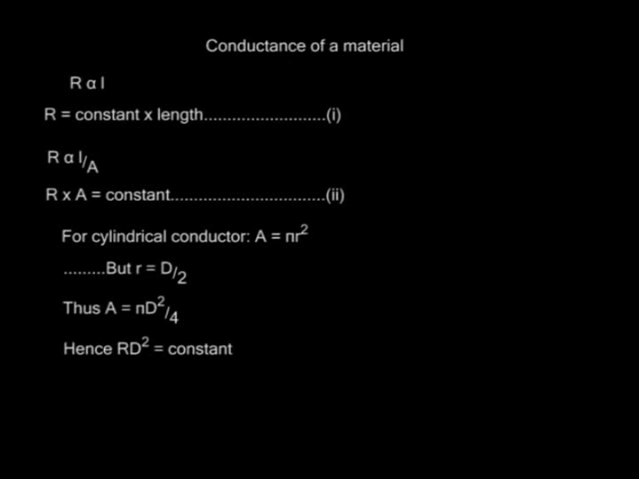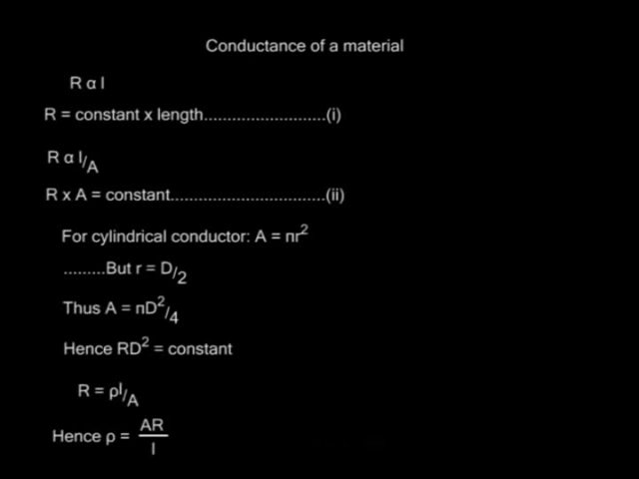Combining equation 1 and 2 for a conductor with uniform cross-section area, resistance is equal to a constant times length over area. That is, R is equal to rho times L over A, where rho is a constant and is the resistivity of the material. Hence, rho is equal to AR over L. The resistivity of a material is numerically equal to the resistance of a sample of the material of unit length and unit cross-section area at a certain temperature.